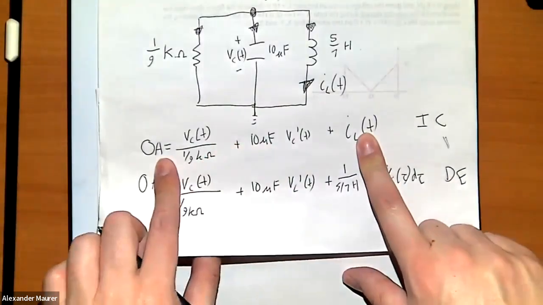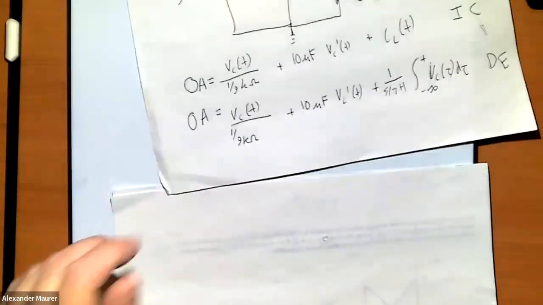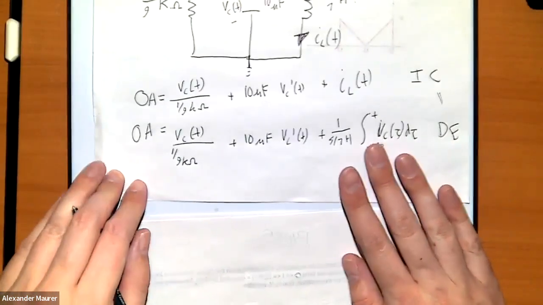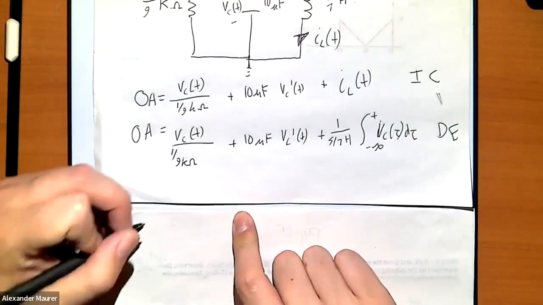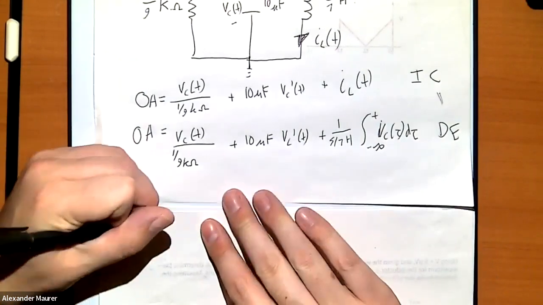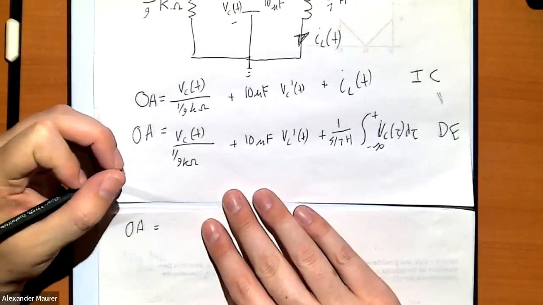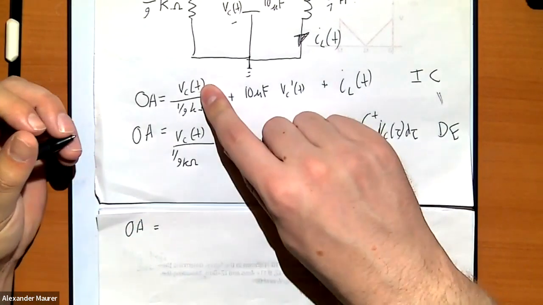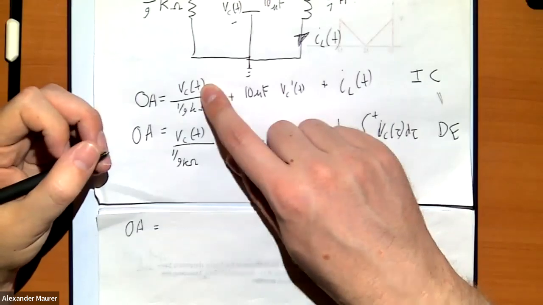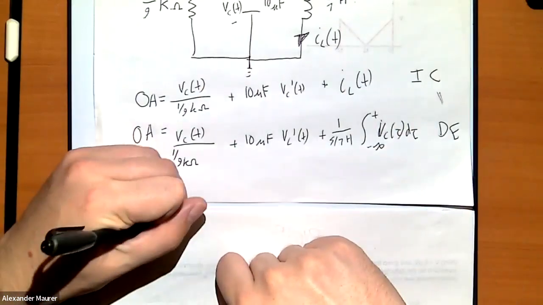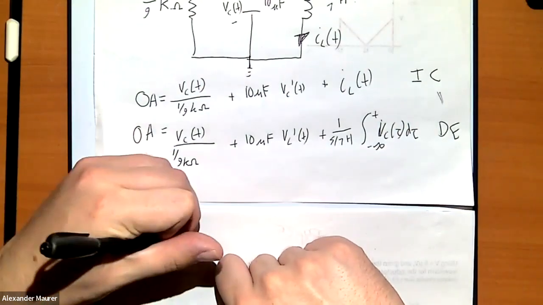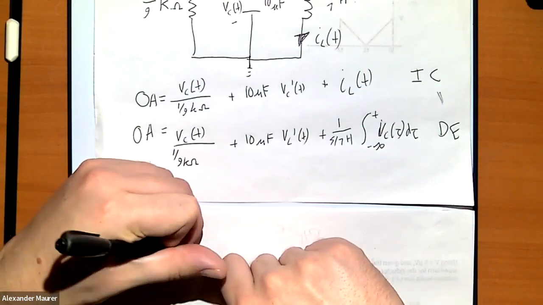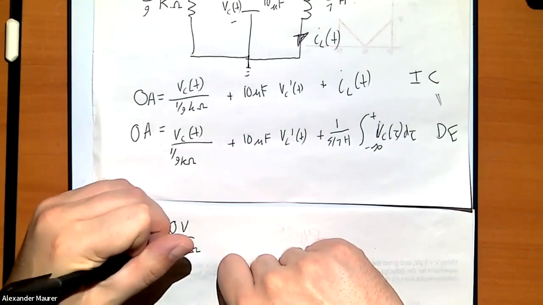So in the initial condition equation, for t equal to 0, we're going to get 0 amperes is equal to, so we need to plug in VC of 0. So VC of t, we're going to plug in 0. VC of 0 from the given initial conditions is 0 volts divided by 1/9 kilo ohm.